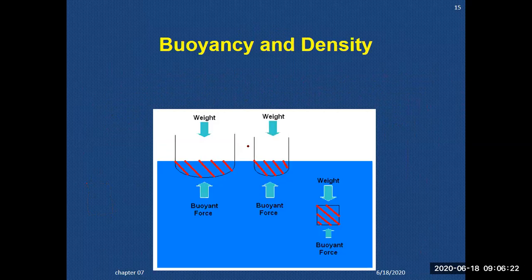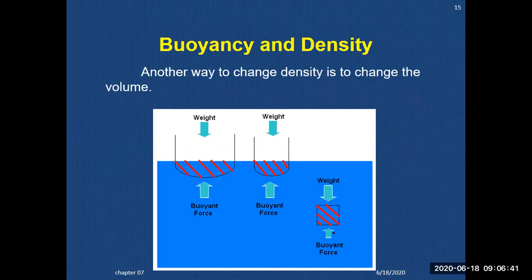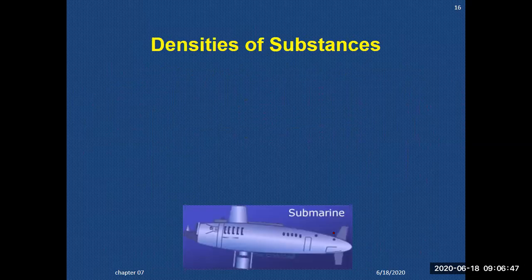So here it is, buoyancy and density. Here the buoyant force is acting, here the weight is there. Again, if you see, this is the weight and this is the buoyant force. What you have done, write it down in your notebook. This is the way. Another way of changing density is to change the volume. With the change of the volume, basically you will change the density.